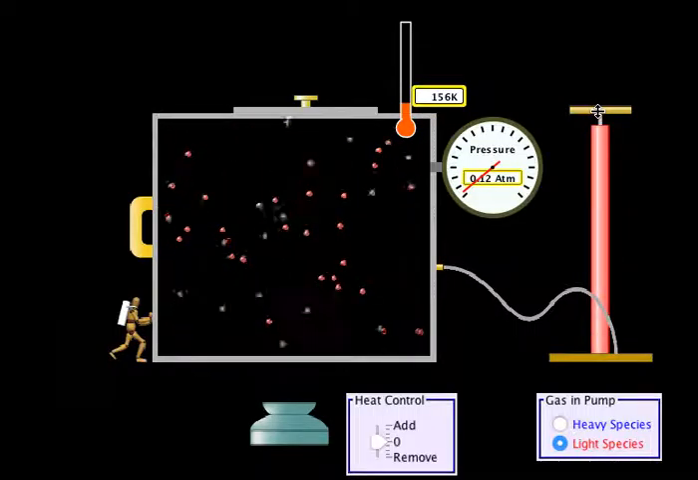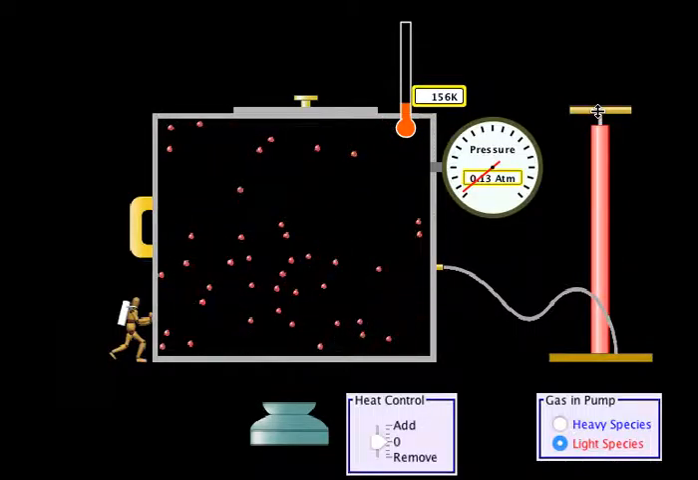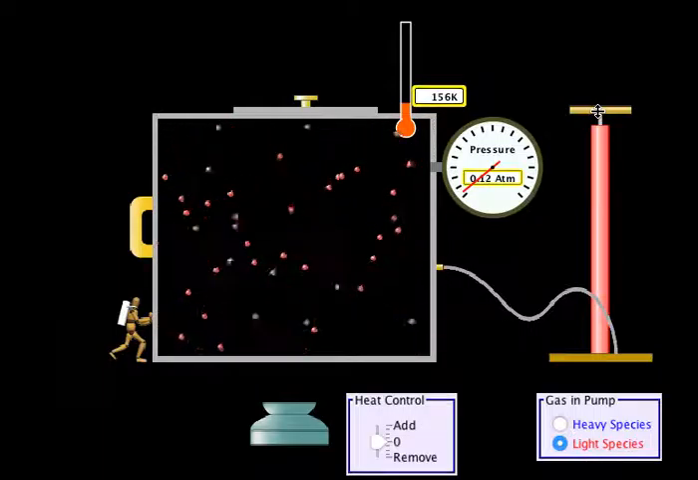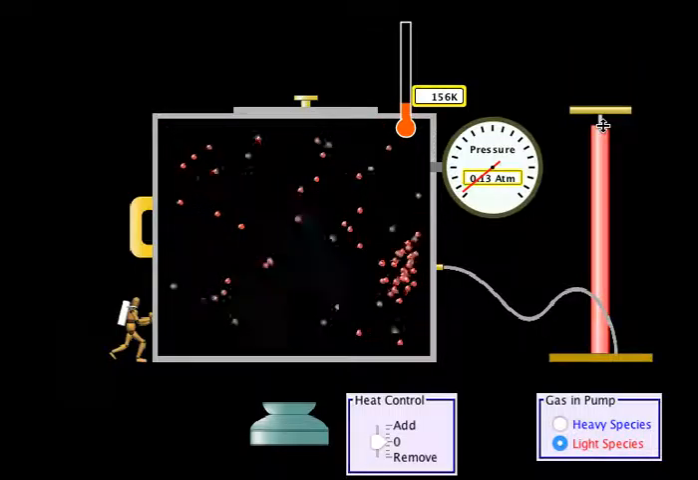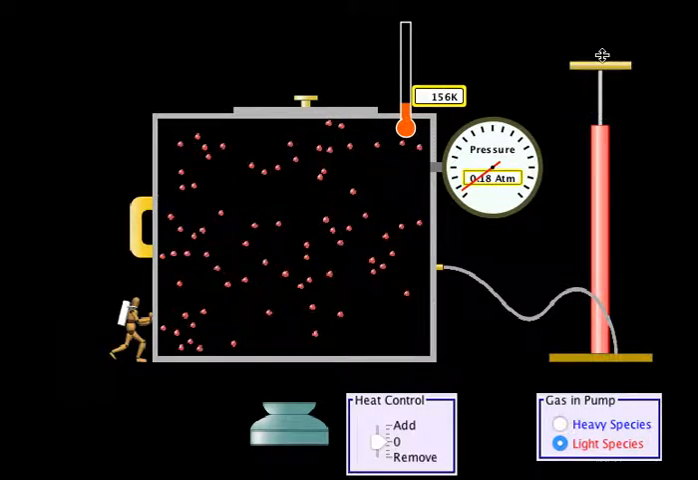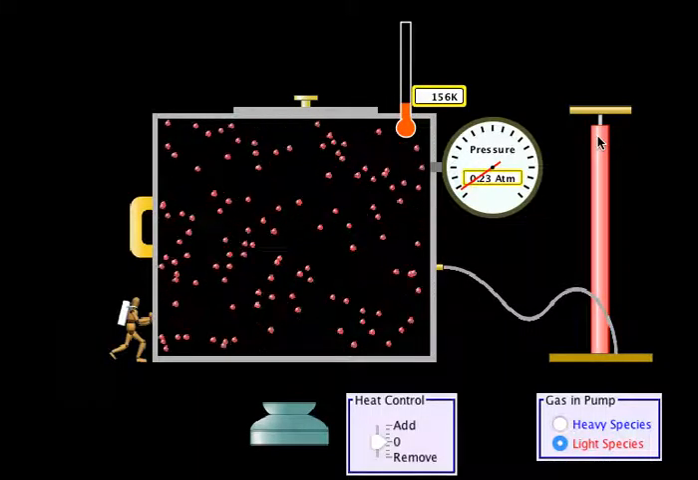If there are more particles in the container, how is that going to change how often particles are bumping into the wall? Well, let's add some and see. All right, I added some more particles. Should I add some more? All right, now there's a bunch more particles.